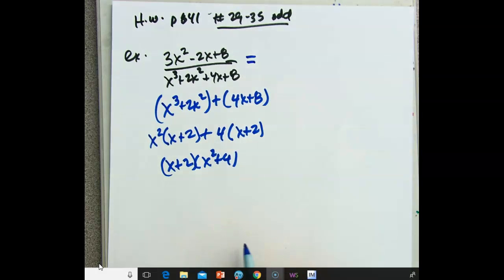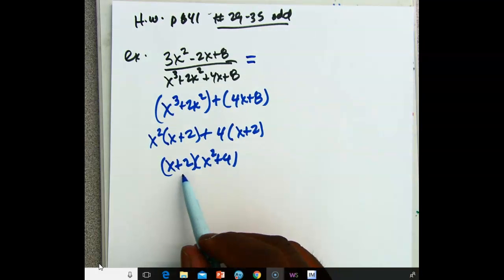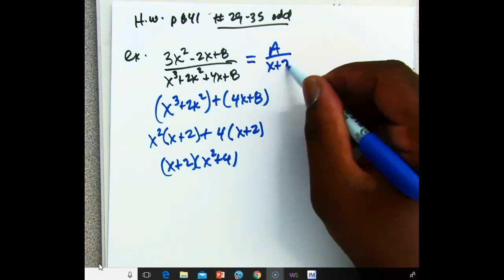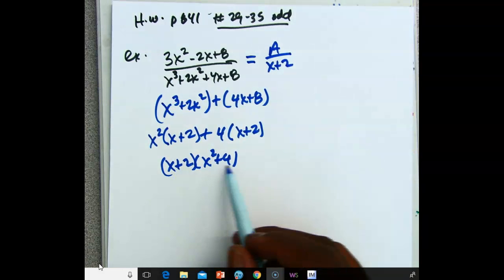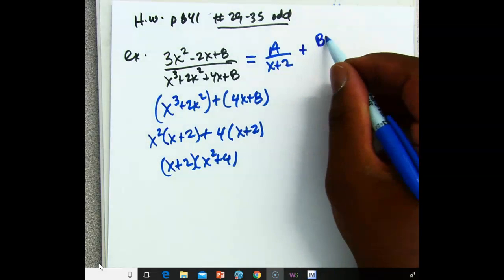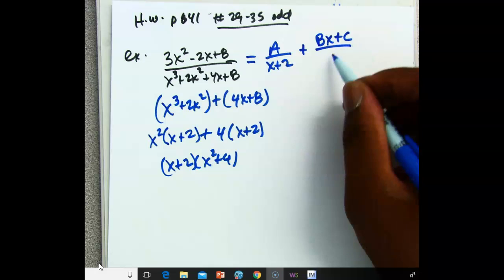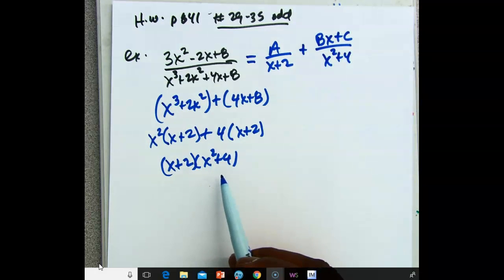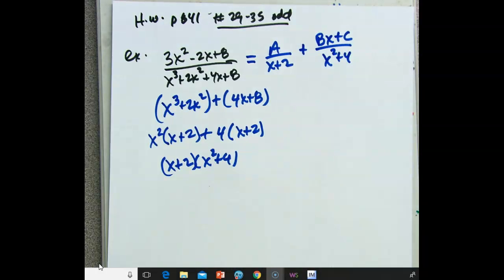So this can now be rewritten. The x plus 2 is a linear factor, so that'll be A divided by x plus 2, because it's to the first degree. The second factor is quadratic, so that'll be plus Bx plus C over x squared plus 4. The x squared plus 4, you cannot break that down anymore. If that were x squared minus 4, we'd go x minus 2, x plus 2, and that would make it linear. But x squared plus 4, we can't factor anymore.